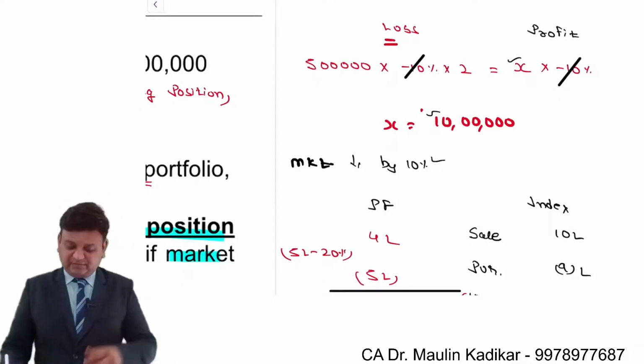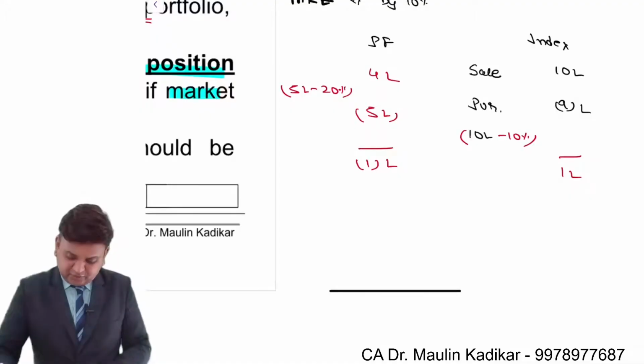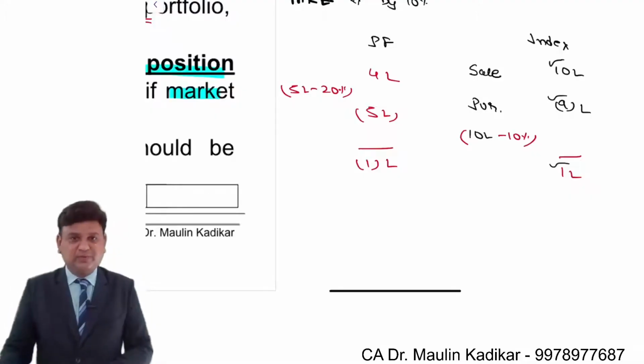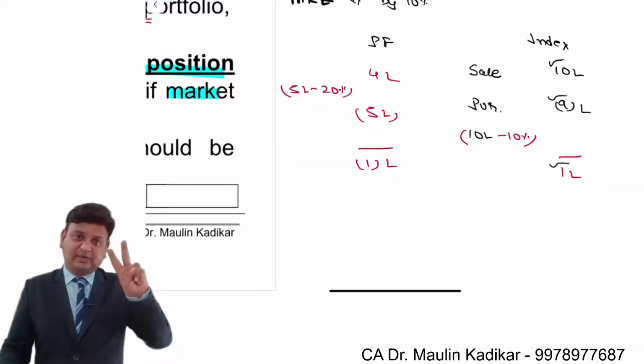So friends, I am giving the explanation once again. Say I have entered into a transaction to sell index for an amount of 10 lakhs. The market falls by 10%, so it reduces to 9 lakhs, and I make a profit of rupees 1 lakh. When the market falls by 10%, the value of my investment falls by 20%.